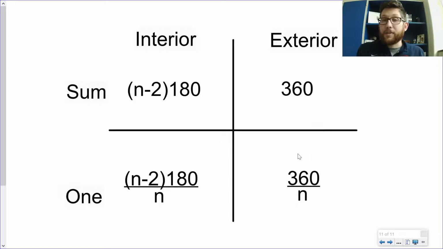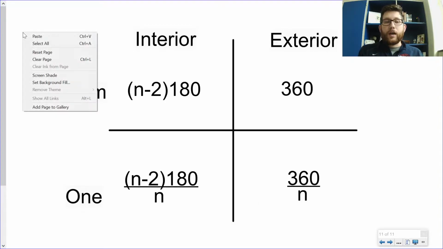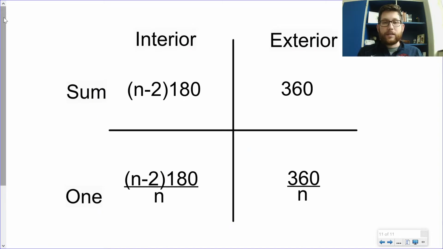Also, this chart is helpful to have in your notes, especially when we start doing some mixed review. It's good to say, well, are they asking for one angle or all the angles? Is it regular or not regular? If it's regular, we're going to be down here. If it's not regular, we've got to stay at the top here. So hopefully this is helpful to you, but this wraps up this lesson on solving for one angle in polygons.